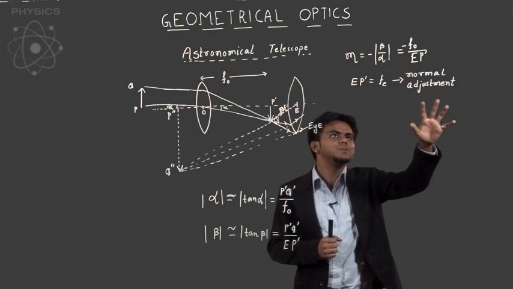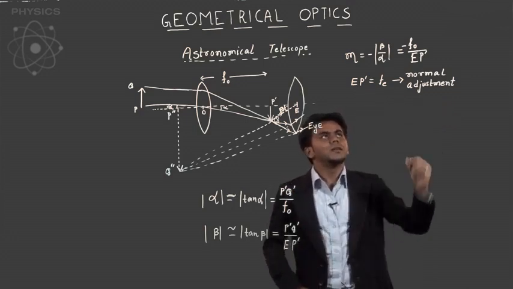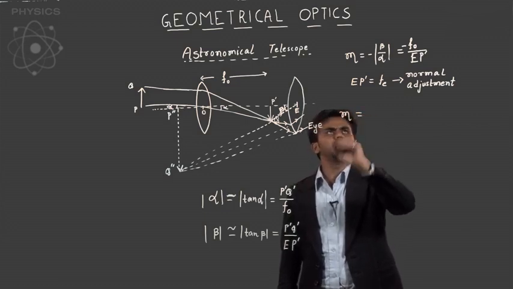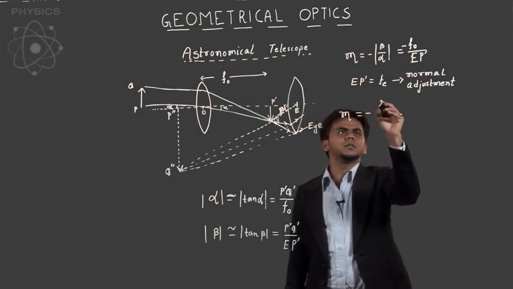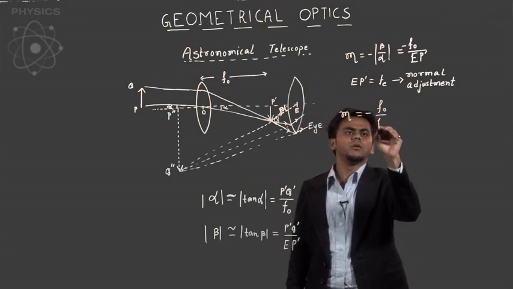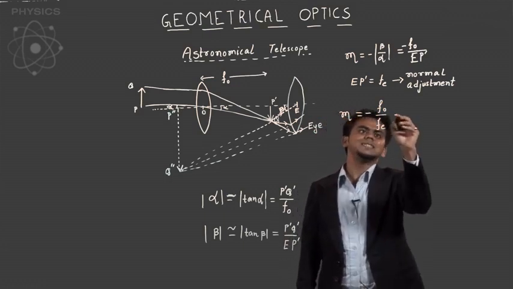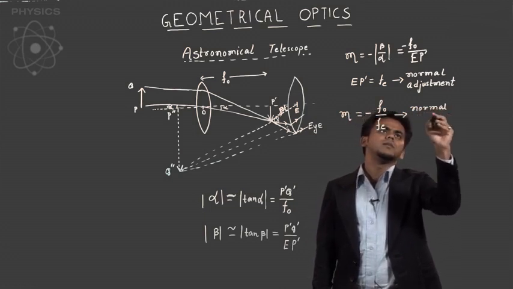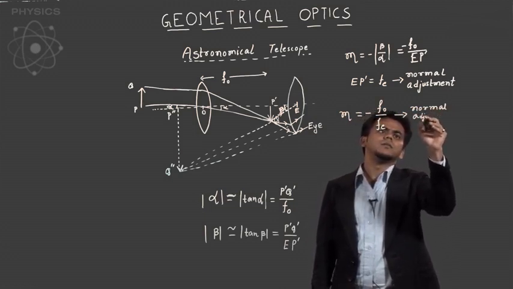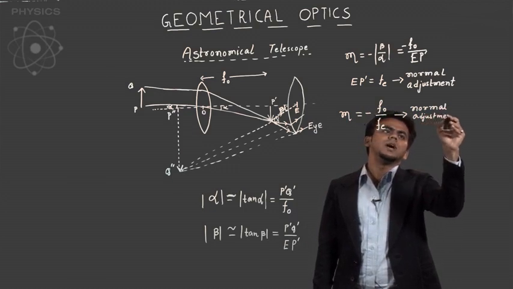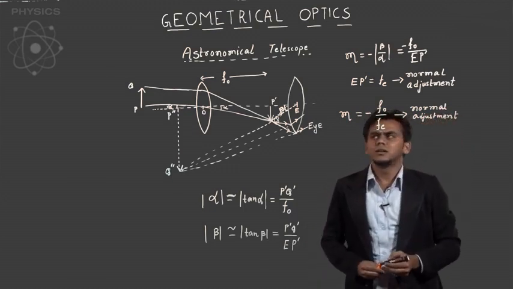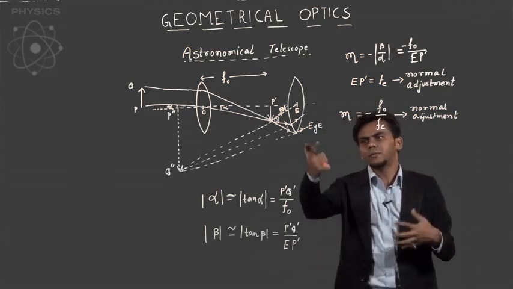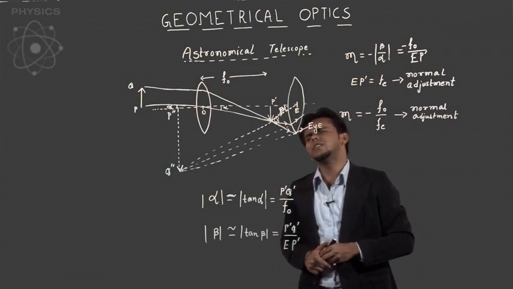So in the normal adjustment case, EP dash is FE. Let's put that over here. So M comes out to be minus FO by FE. And this is for your normal adjustment. I mean, when the object is in such a way that the image is perceived to be at infinity from the eye. Now, what would be the length of the tube in such a scenario?